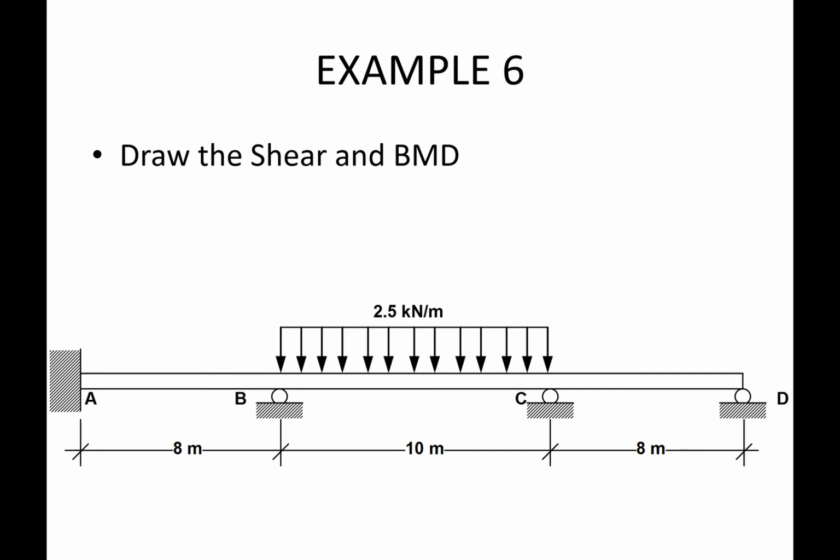I leave it for you to do as homework, practice. But maybe I want to talk a little bit about it. For this beam, there is a fixed support at A and roller supports at B, C, and D. That means a total of 6 reactions. We only have 3 equations of equilibrium. That means we have to come up with 3 more equations to solve for those unknowns.